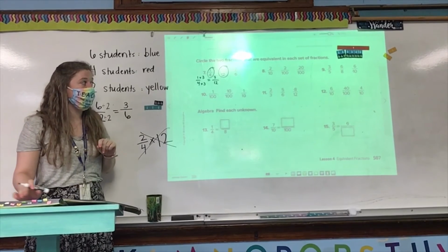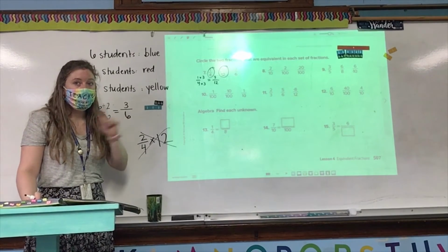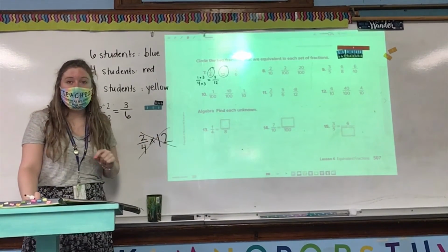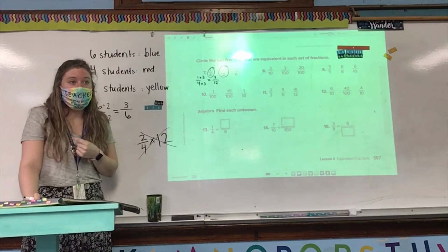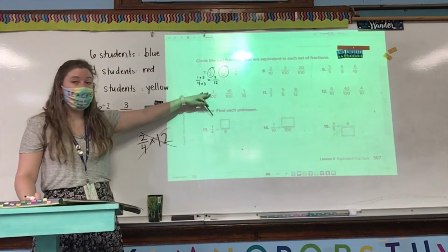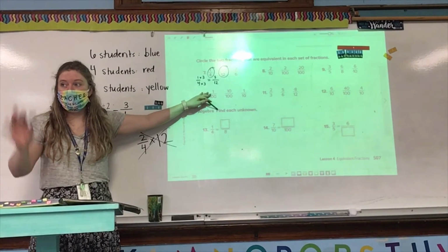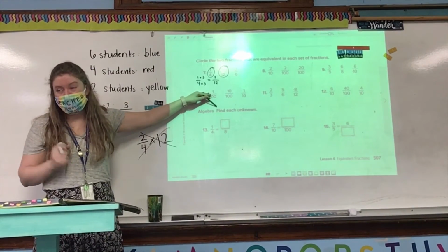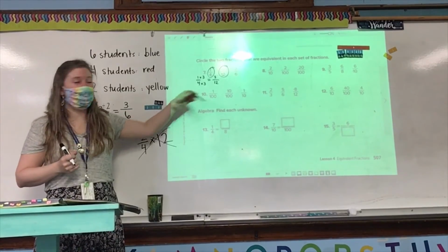Let's try the same thing with number 8, and then we'll do number 13, and then you'll just keep going. Let's try number 8 because I think we need a little more practice with that. You can't just find the first ones and then say, I'm done, because what if all 3 are equivalent? So you have to test them all.